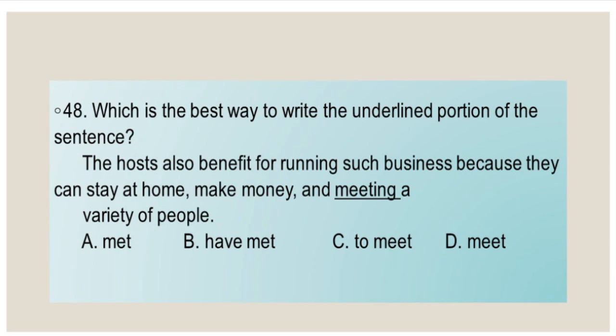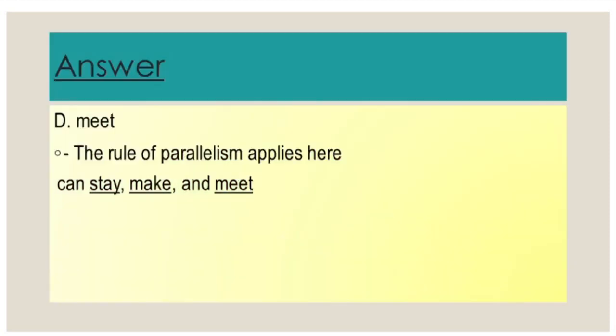Which is the best way to write the underlined portion of the sentence? This is number 48 now. The host also benefits from running such a business because they can stay at home, make money, and meeting a variety of people. What rule is violated in the sentence? The sentence violates the rule on parallelism. So the underlined word should be changed to meet, to make it parallel with stay and make. So the correct answer to number 48 is letter D.